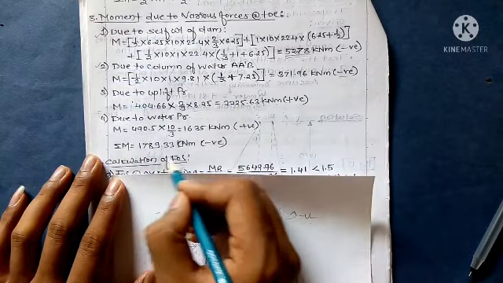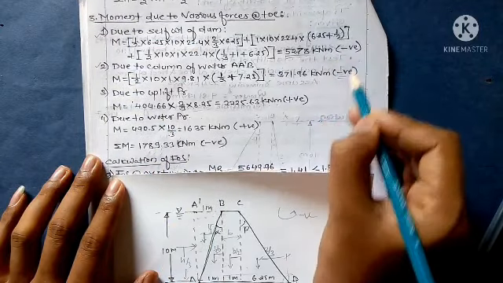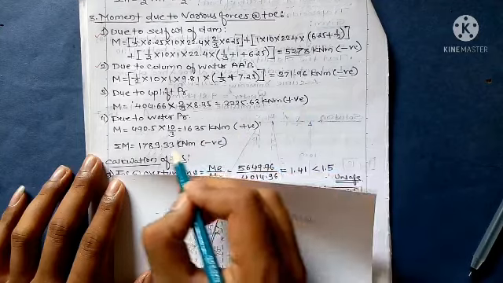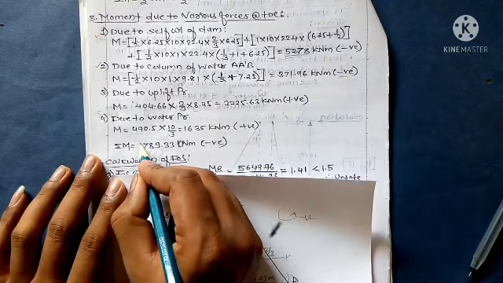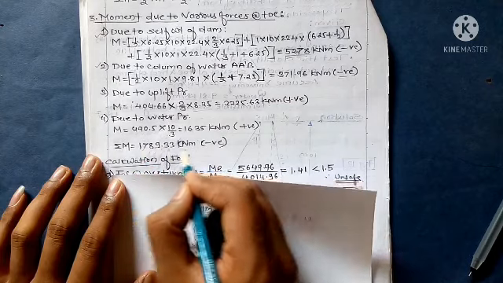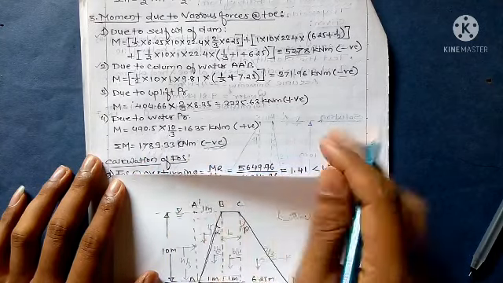Then summation of all the moments. Take this negative, negative, positive, positive. So by adding these we get 1789.33 kilonewton meter, that is negative.